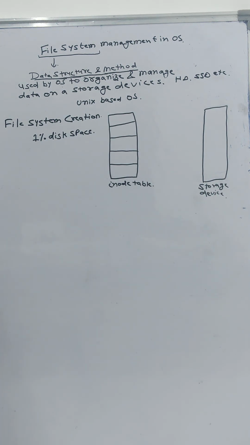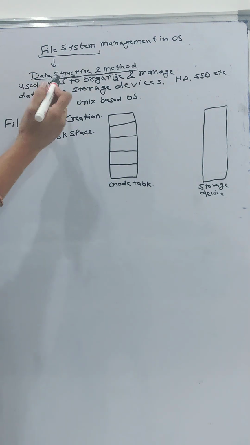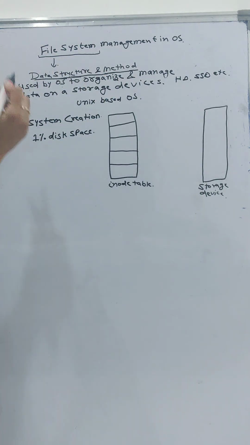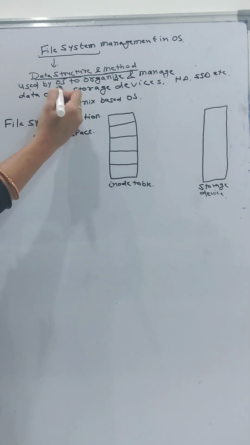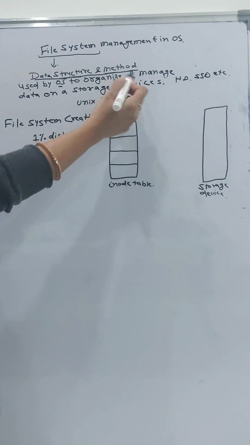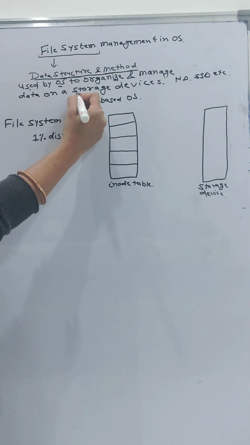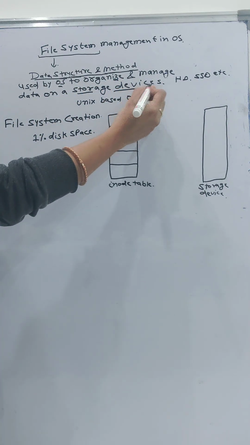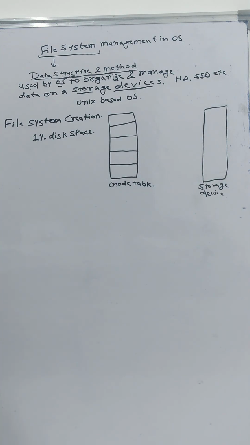Friends, so today we will see what is file system management in operating system. So first we'll understand what is file system. File system is basically a data structure and method used by operating system to organize and manage data on any storage devices like hard disk and SSD.